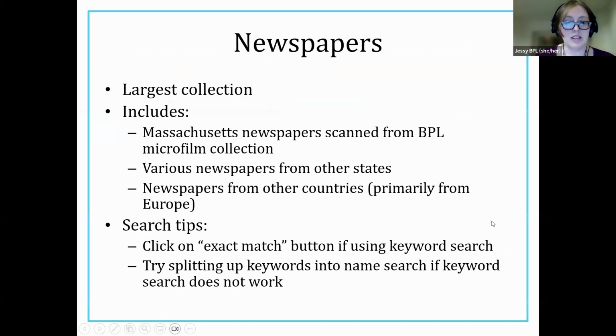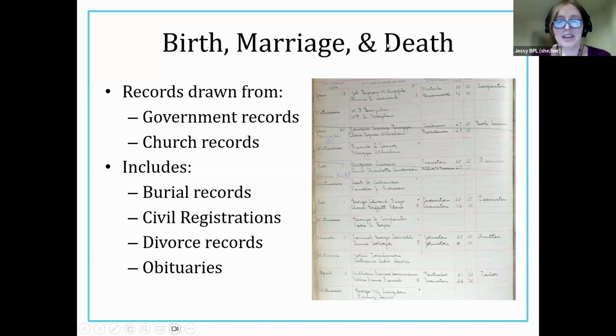All right, so those are newspapers. So we did already take a little bit of a look at birth, marriage, and death records. Just a quick overview for those of you who are less familiar. These are records that are drawn from government records and church records that document a birth or a baptism, marriage, or death records.